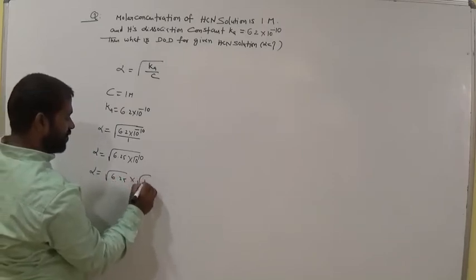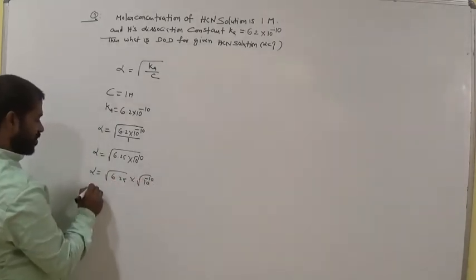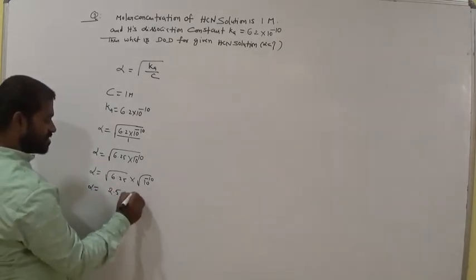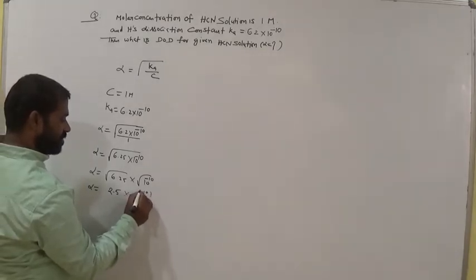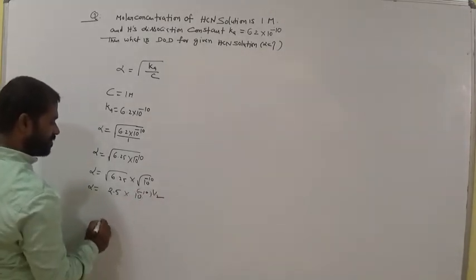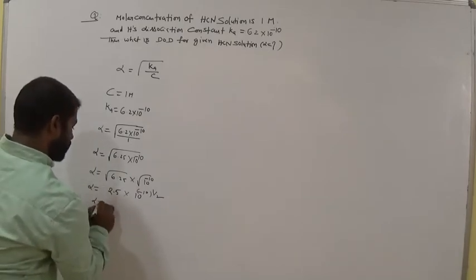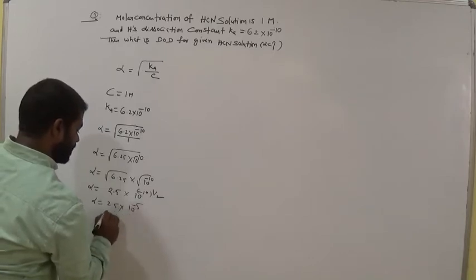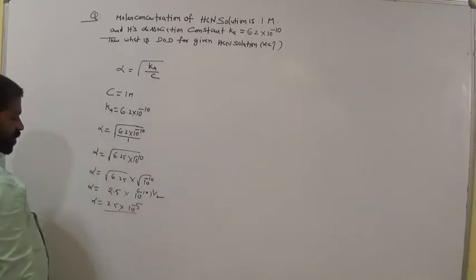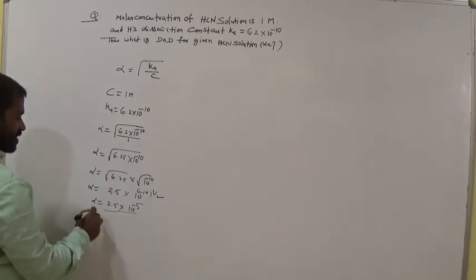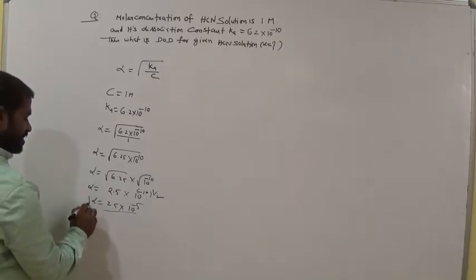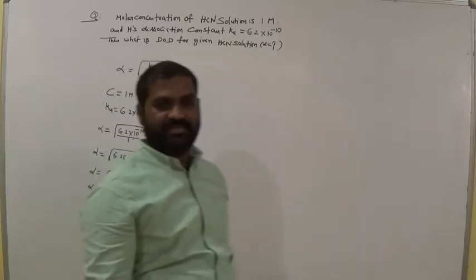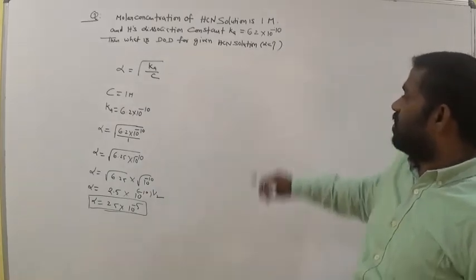Now alpha equals square root of 6.25 into 10 power minus 10. What is the square root of 6.25? Directly we have 2.5. And the square root of 10 power minus 10 is 10 power minus 5. So alpha equals 2.5 into 10 power minus 5. This is the value of alpha in the above expression. Is it clear? That is the answer if it is 1 molar.